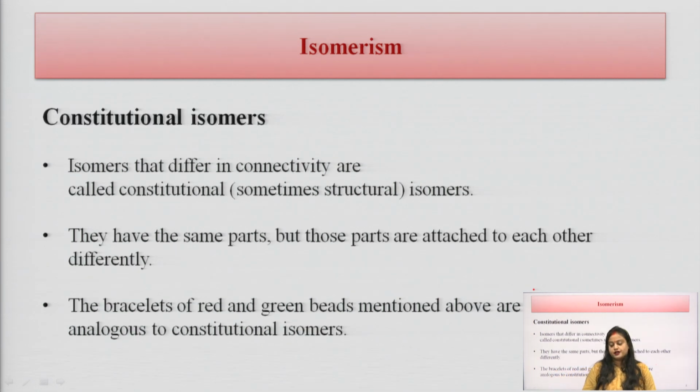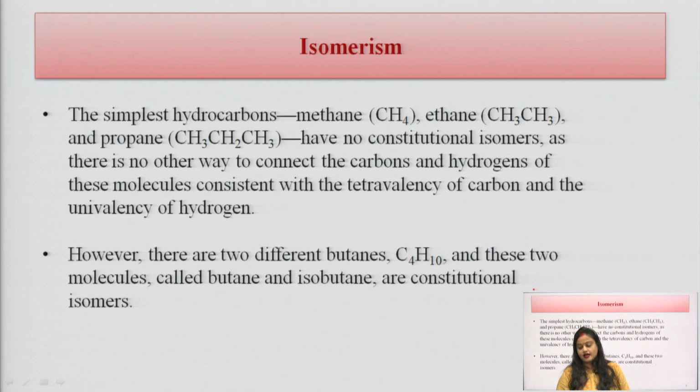So the constitutional isomers that differ in connectivity are called constitutional, sometimes structural isomers. जिनकी कनेक्टिविटी में ही डिफरेंस है वो कॉन्स्टिट्यूशनल आइसोमर कहलाते हैं और उनको हम स्ट्रक्चरल आइसोमर भी बोलते हैं। They have the same parts but those parts are attached to each other differently. The bracelets of the green and red beads mentioned above are analogous to constitutional isomers.